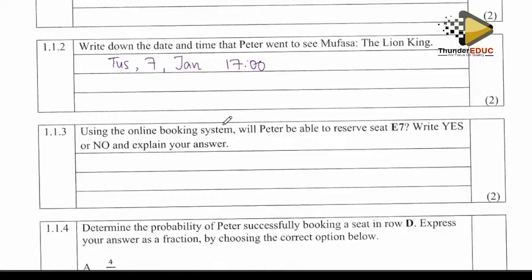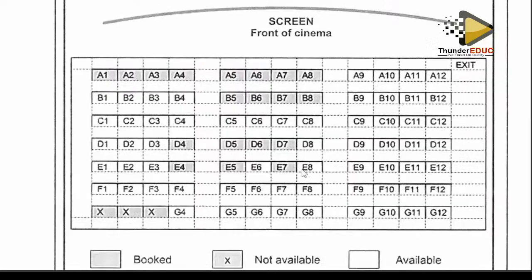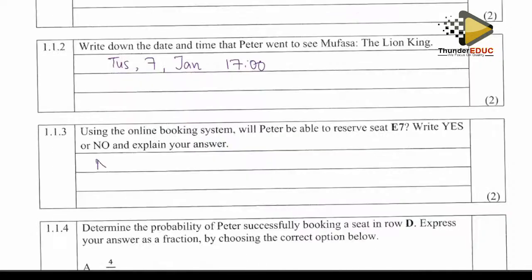So using the online booking system, will Peter be able to reserve seat E7? Write yes or no and explain your answer. Let's look at seat 7. When you look at it nicely, it's already taken, it's shaded. So we shall say no, it is already taken up.